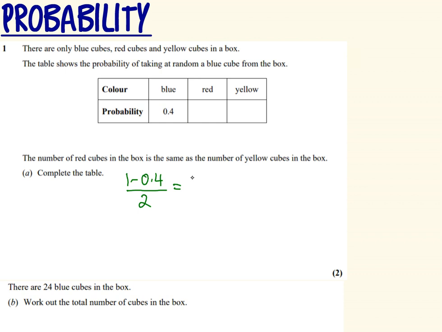1 take away 0.4 is going to leave us with 0.6, divide that by 2 and we get 0.3, so we can pop 0.3 in both of those boxes there. That's going to give us the answer.